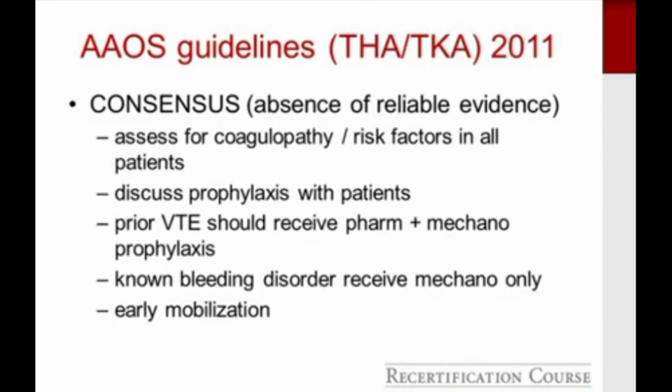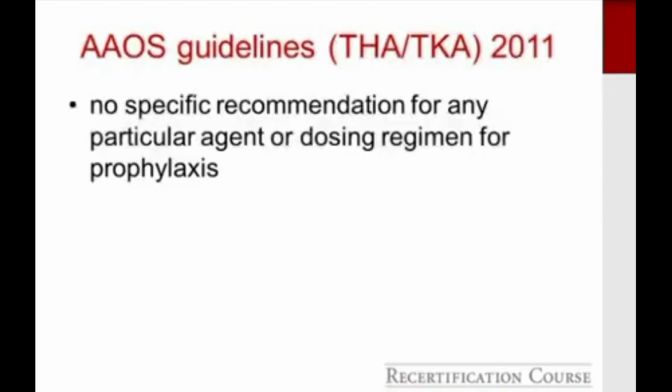There are a number of consensus guidelines they have, in the absence of reliable evidence, that orthopedic surgeons should utilize when assessing patients for DVT or PE prophylaxis after surgery. It's important for all orthopedic surgeons to assess for coagulopathy and risk factors, and to discuss that prophylaxis with your patients. Those patients who've had a prior DVT or PE should receive some sort of pharmacological and mechanical prophylaxis. Those patients who have a known bleeding disorder should receive mechanical prophylaxis only. It's important for all orthopedic patients to undergo early mobilization. The AAOS has no recommendation for any particular agent or dosing regimen for prophylaxis, so it's basically up to the orthopedic surgeon's discretion.